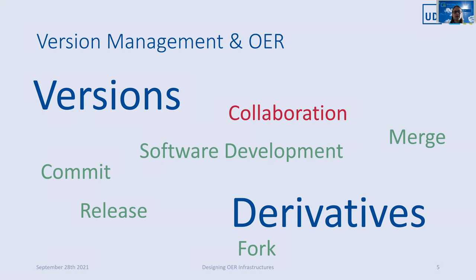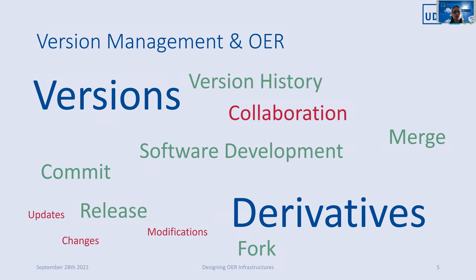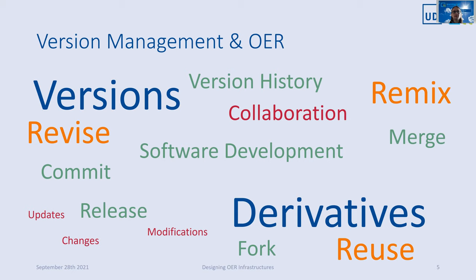By changing, editing, and updating one's own material, new versions are created. And especially when working together, version history and tracking changes are important. And derivatives are created by using and adapting content of others. These so-called forks enable a connection between a derivative and the original version. And both scenarios can be adopted for OER when we think of revising, reusing, remixing, and redistributing content according to the 5 R's.